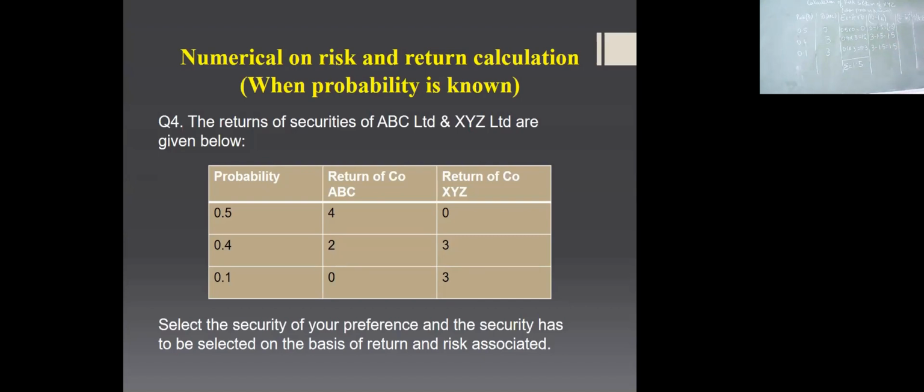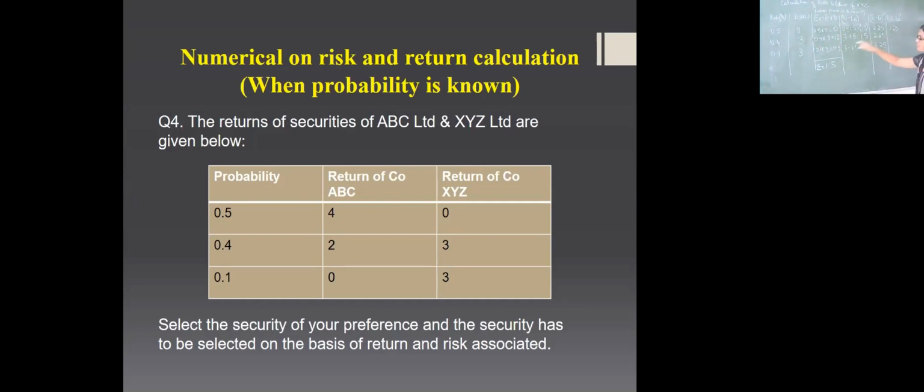Can anyone square it out? Ri minus Er square. Ma'am, it's all 2.25. Okay. 2.25. Multiply with probability. 2.25 into 0.5. 1.25. Okay.